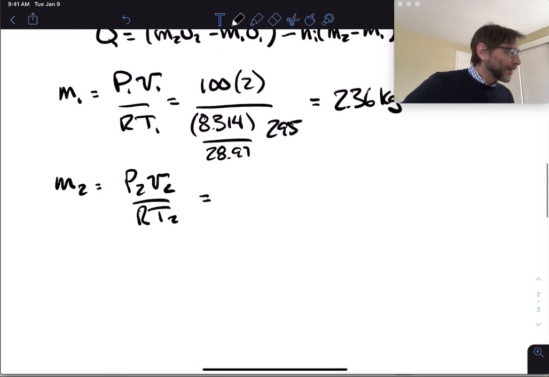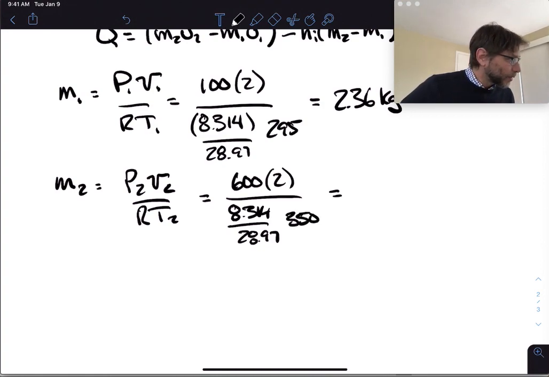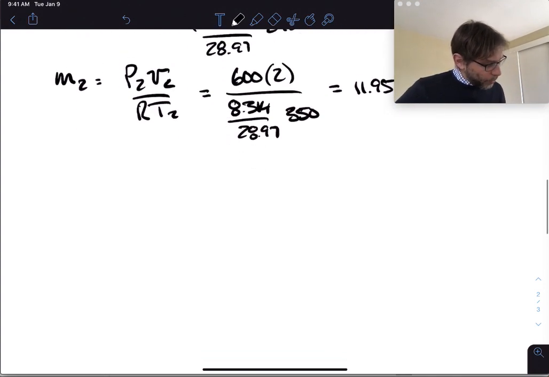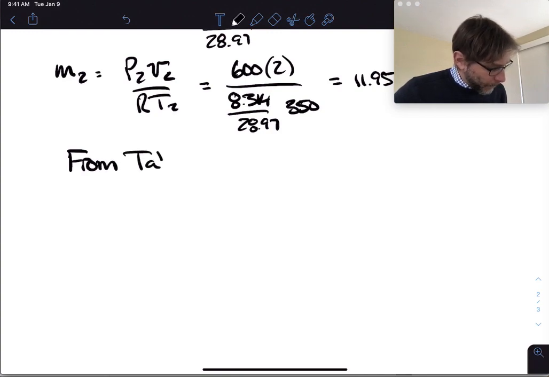Okay, so let's see, P2, V2, okay, so let's do this one. So this is 6 bar, so that's 600 times the same volume, 2 meters cubed, times 8.314 over 28.97 times 350 K, and this gives us 11.95 kilograms. Okay, so now the only thing we got to do is find everything from table A22, we need to find the properties.